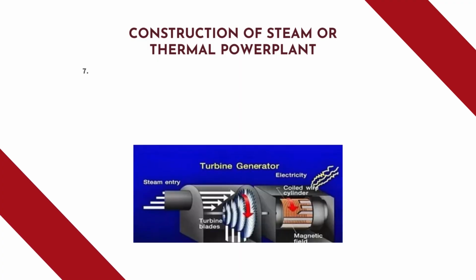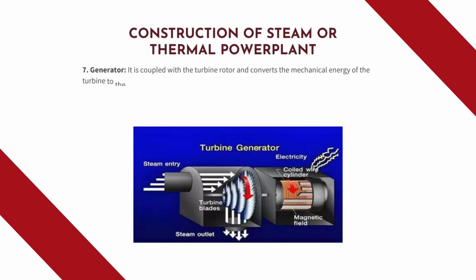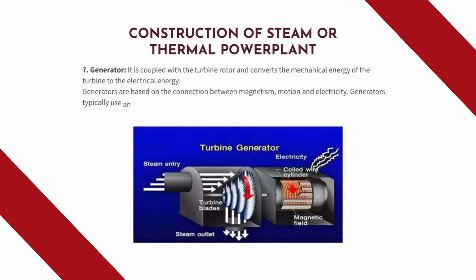Next is the generator. It is a very important component in any thermal power plant, generally called the turbine generator. It is coupled with the turbine rotor and converts the mechanical energy of the turbine to electrical energy. Generators are based on the connection between magnetism, motion and electricity. Generators typically use an electromagnet, which is created by electricity, and a rapidly spinning turbine to produce a massive amount of current.